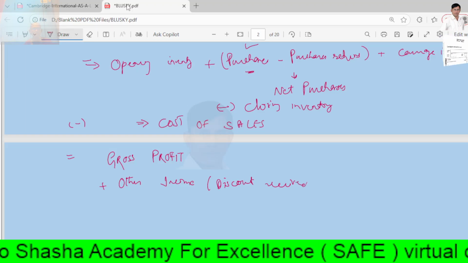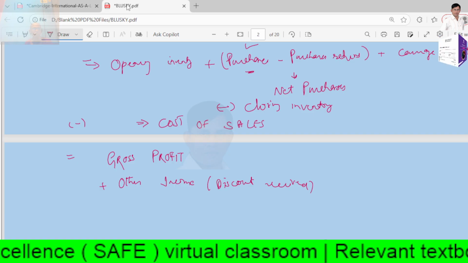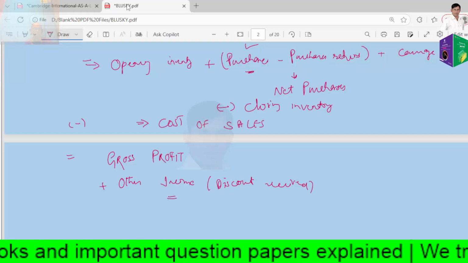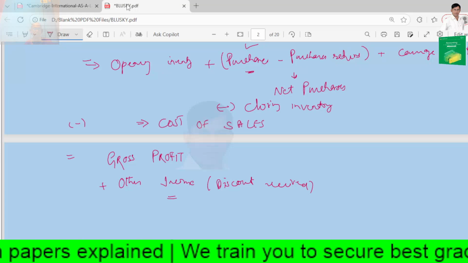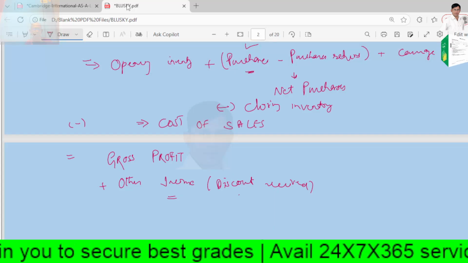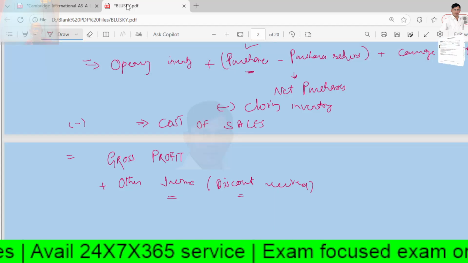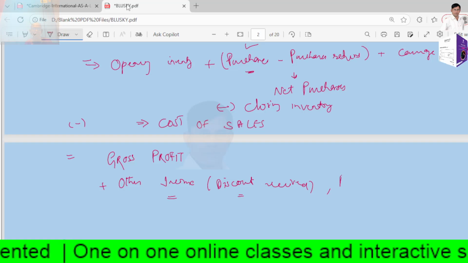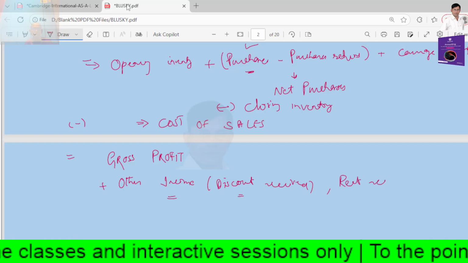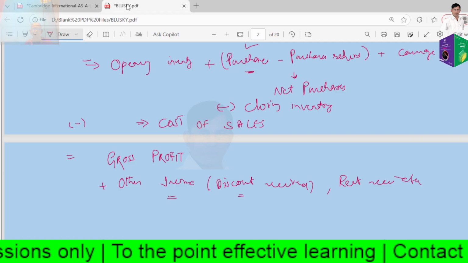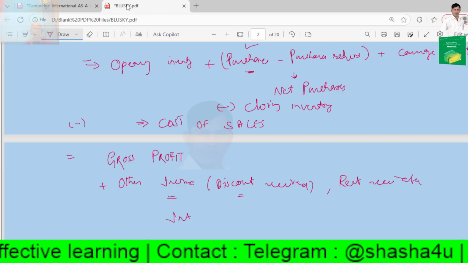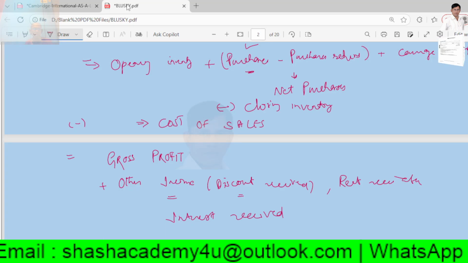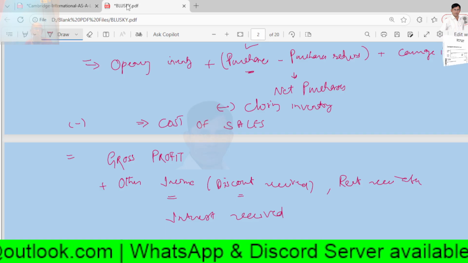So this is not the income of the main operations. Revenue means sales. This is other income. Other means other than sales, whatever the income, like discount received. Maybe rent receivable. There may be interest receivable or interest received. So all these are known as other income.